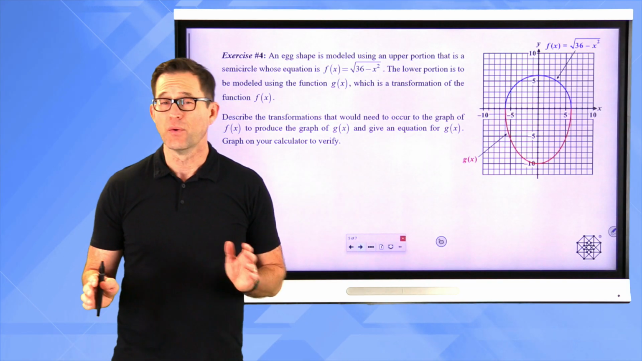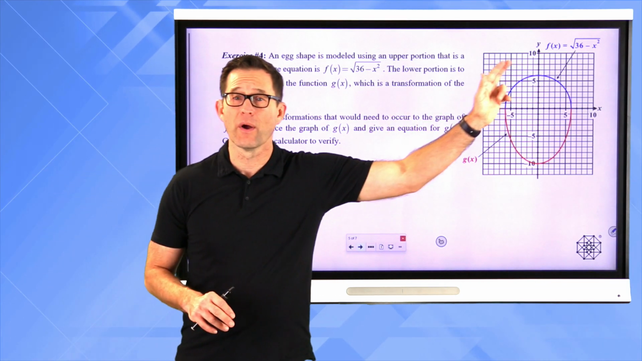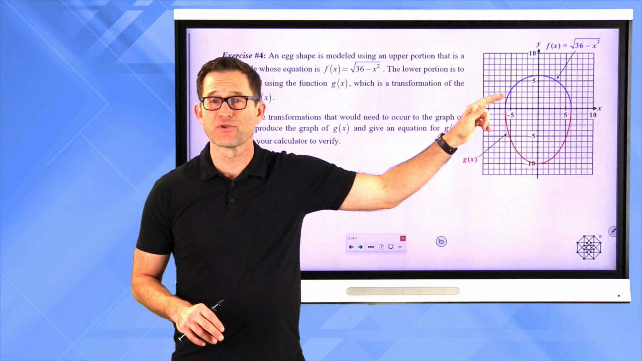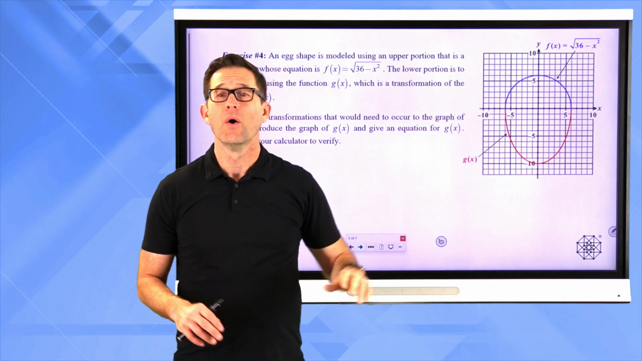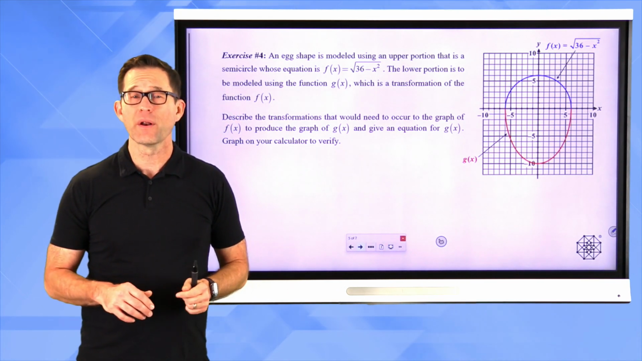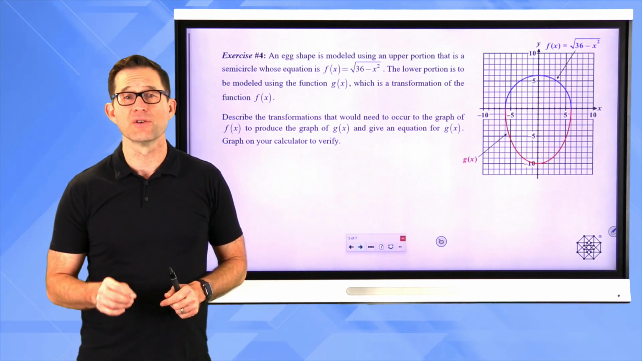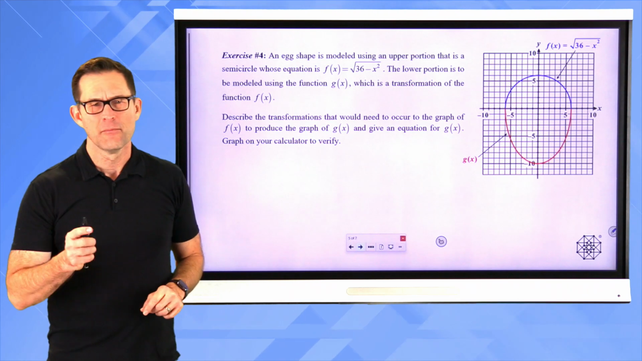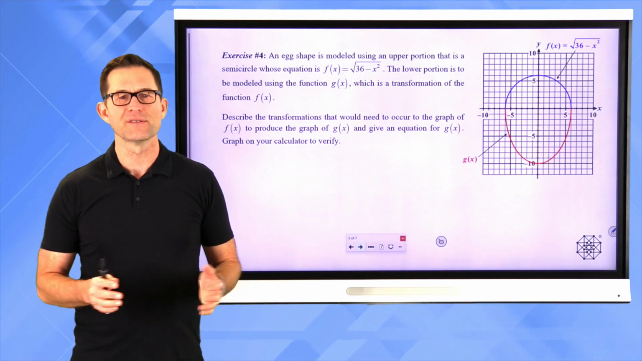All right, so here, all we're giving you is the equation of that upper curve. And we're saying this one is a series of a couple transformations of this one. What are they? And then once you've identified them, what we want to do is figure out an equation for g of x to give us this overall egg-like shape. Pause the video now and play around with this.